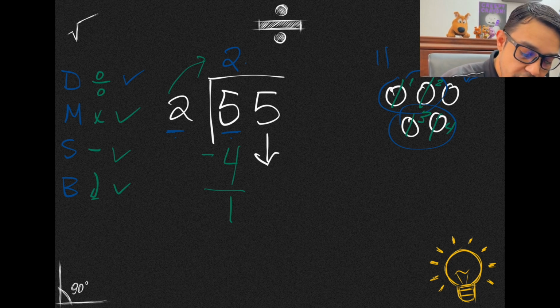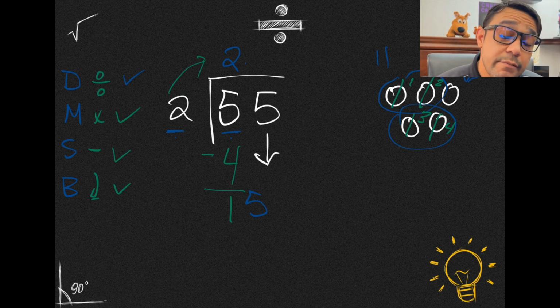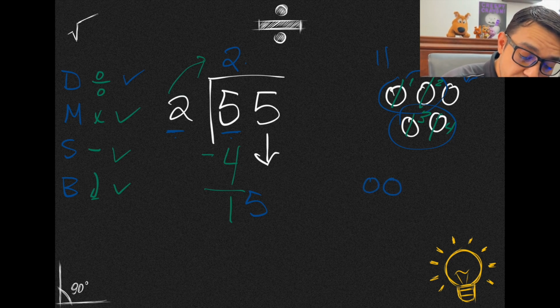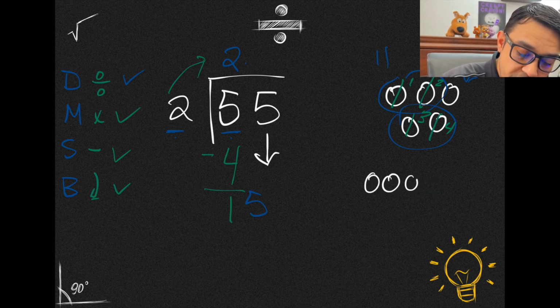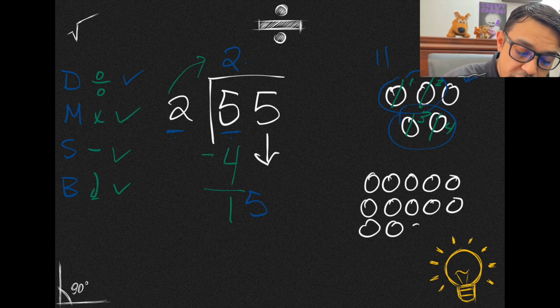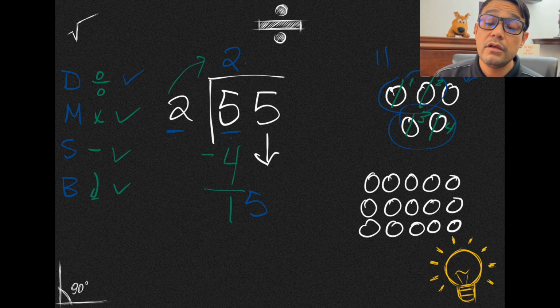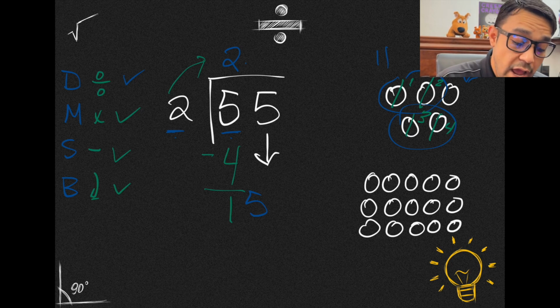So, 15 divided by 2. Let's go with white. 1, 2, 3, 4, 5, 6, 7, 8, 9, 10, 11, 12, 13, 14, 15. Okay, so now we have 15. I'm going to take out groups of 2.